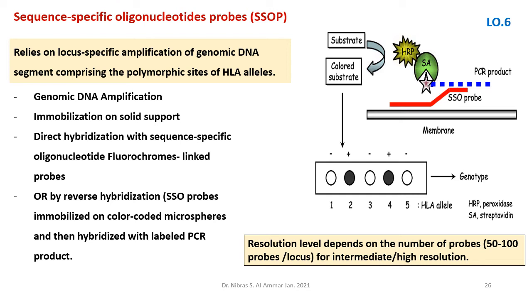Here, in this figure, you can see how the method is going on. The resolution level depends on the number of probes. For example, from 50 to 100 probes per locus gives intermediate to high resolution.